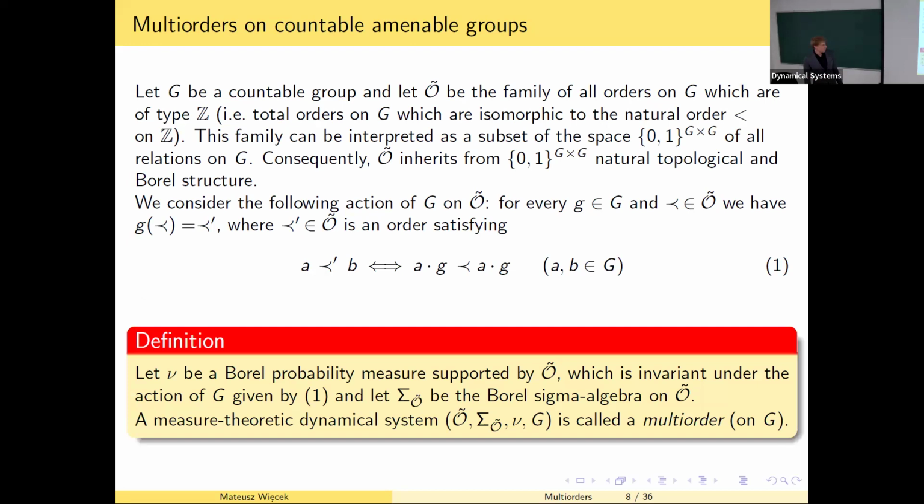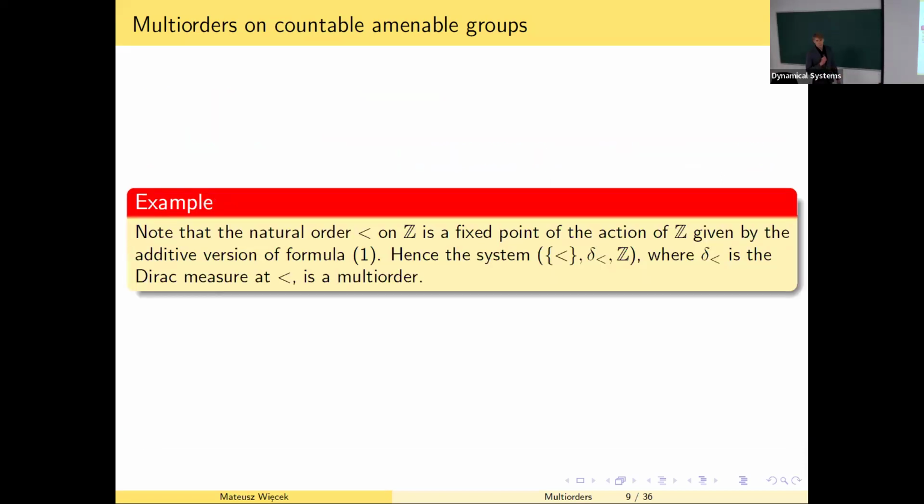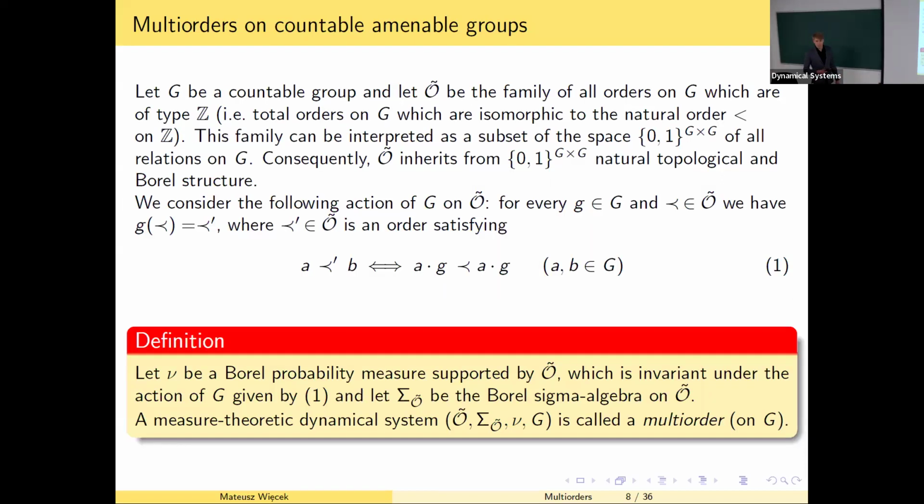Well, actually, in this case, we will show that it will exist for any countable amenable group, but it is maybe not obvious at first glance that such a measure exists. Well, actually, we'll show that if there exists a multi-order on G, then automatically this group must be amenable. That will be one characterization, but it will be in a moment. So is the measure finite? Yes, it is a probability measure. Yes, it's a Borel probability measure.